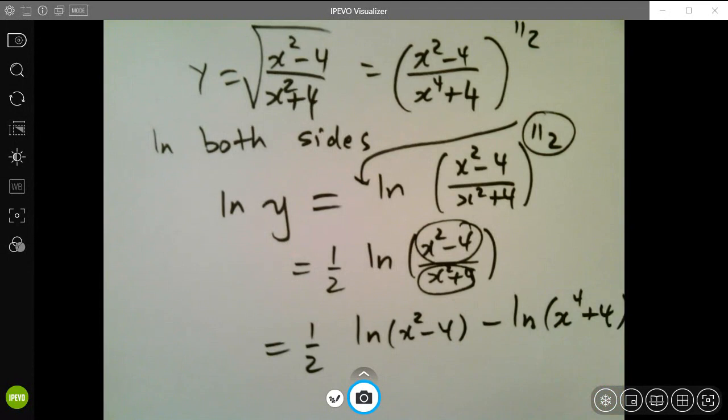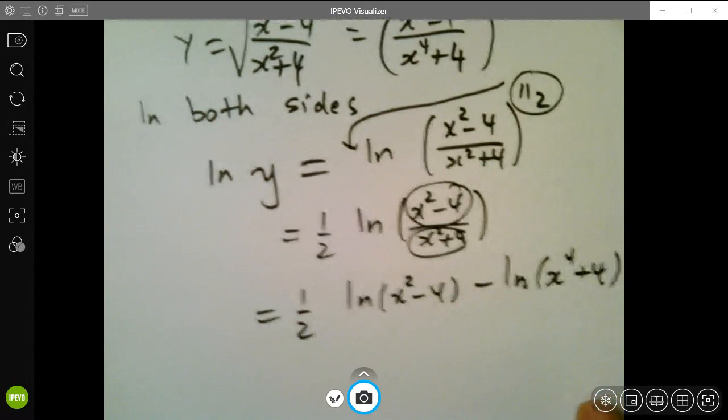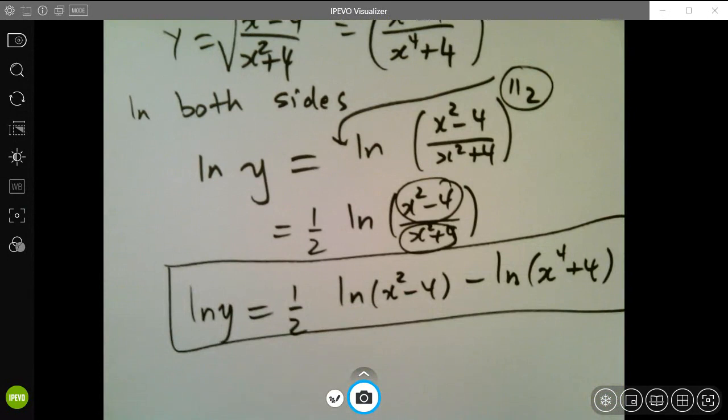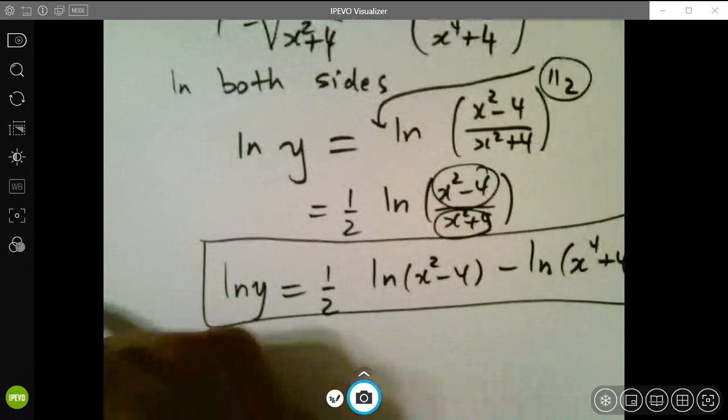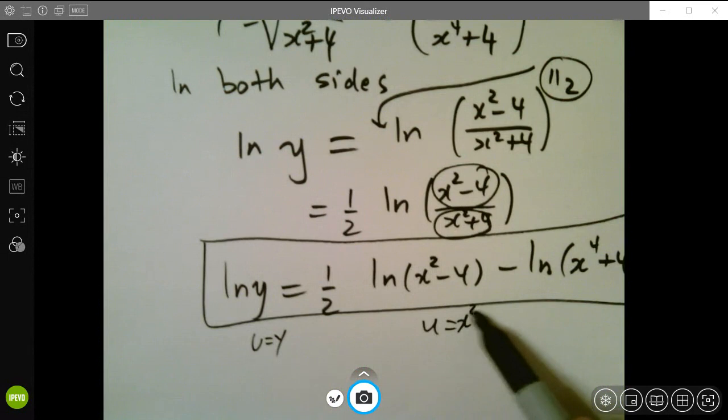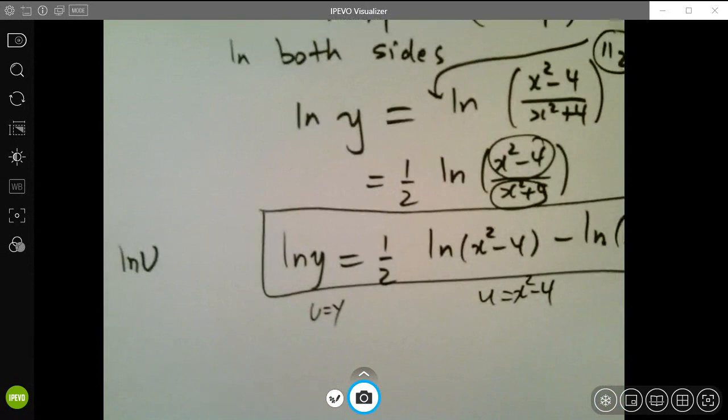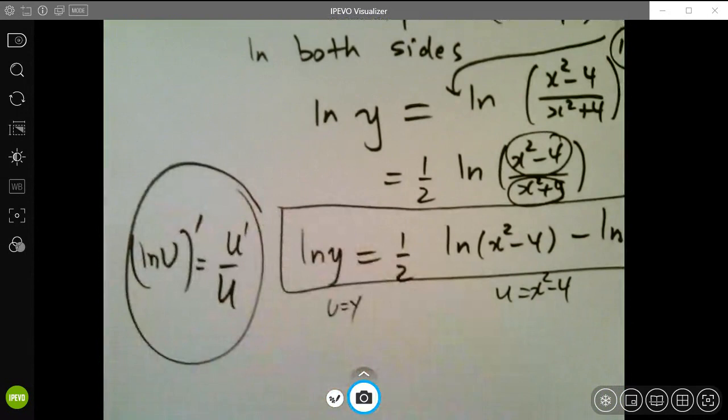Okay, that's it. And now you derive both sides. So ln of the function is this. But we know what is the derivative of ln of u. Look here, this is something that is mentioned, ln of u. u here is y, u here is x squared minus 4, and u here is x squared plus 4. Now, when you derive ln of u, what did we say? It is u prime over u. Okay, you just take u prime over u.